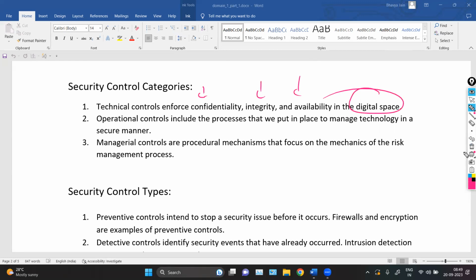Basically, only digitally. Second, operational controls, which include the processes that we put in place to manage technology in a secure manner.